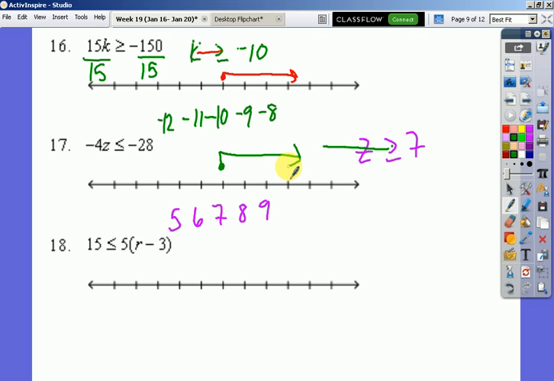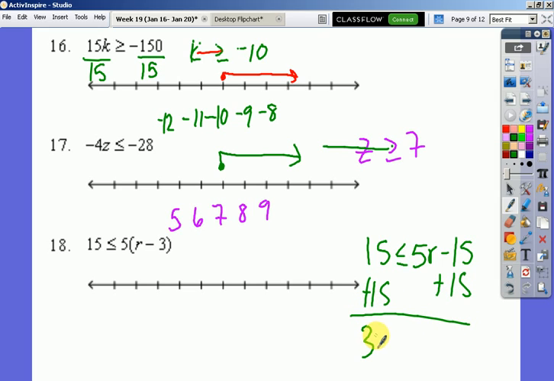Okay. What property am I using on number 18? Distributive property. 15 is less than or equal to 5r minus 15. Add 15 to both sides. 30 is less than or equal to 5r. So 6 is less than or equal to r, and then I have to rewrite that. So my final answer is r is greater than or equal to 6. I'm just doing some rearranging, so my variable comes first because I read from left to right.